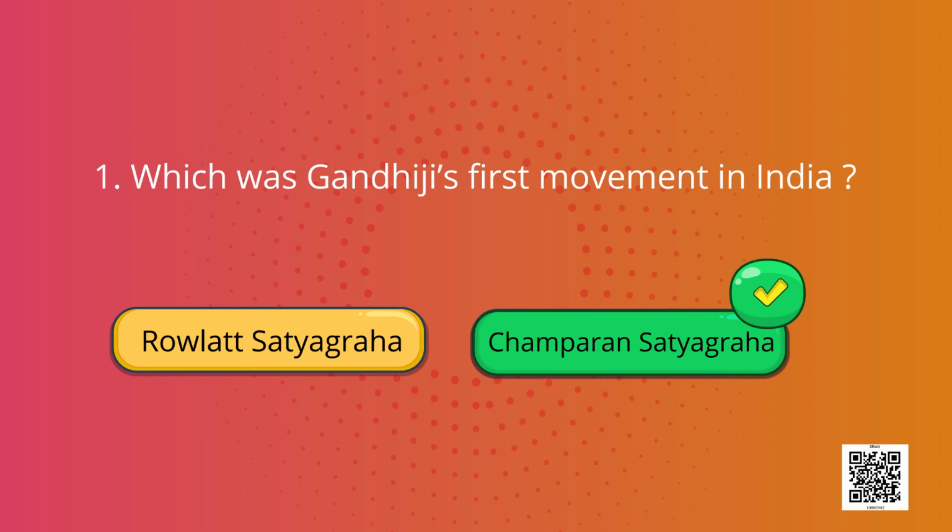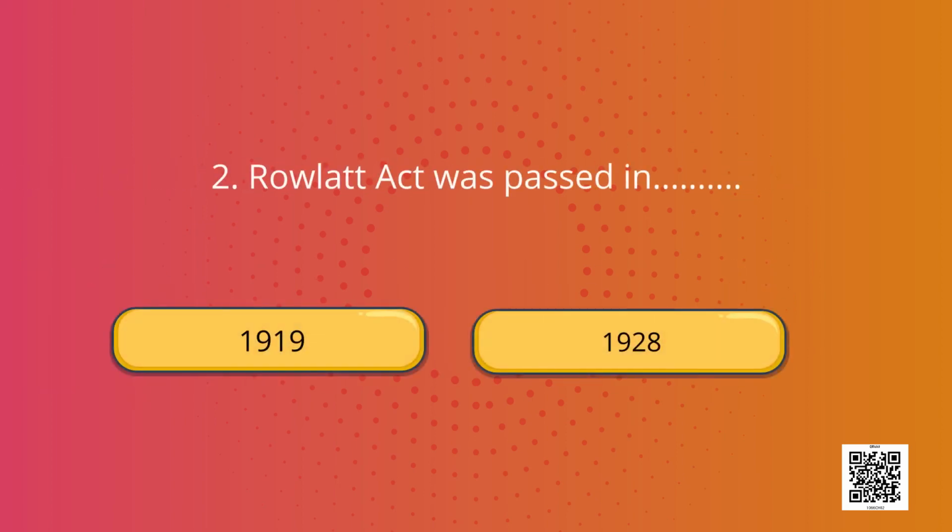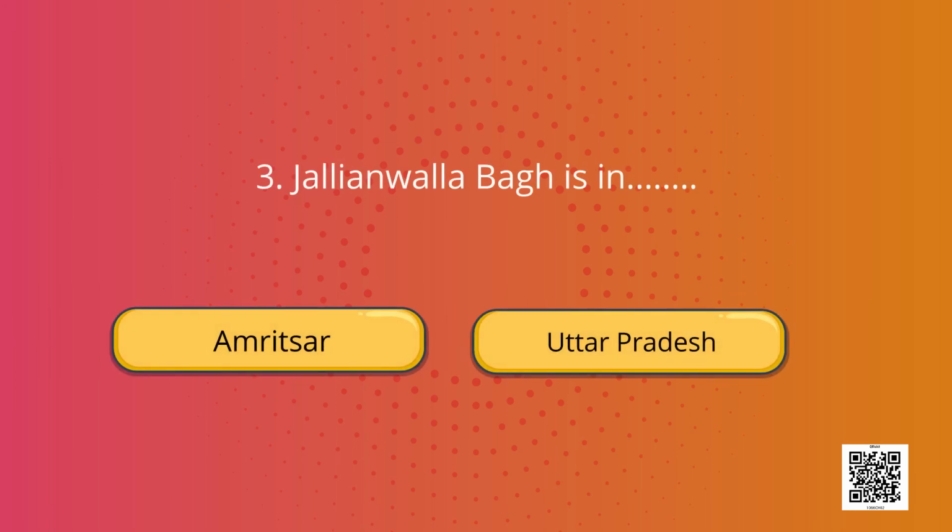Now the next question. Rowlatt Act was passed in 1919 or 1928? And the answer is 1919. Let's take a look at the third question. Jallianwala Bagh is in Amritsar or Uttar Pradesh? And the answer is Amritsar. Let's move on to the next question.